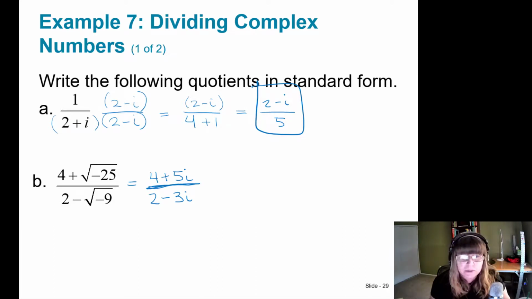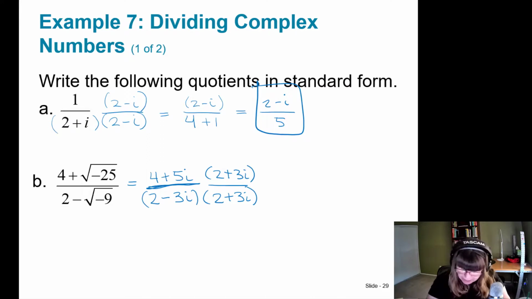This is 4 plus 5i divided by 2 minus 3i. To do that division, I'm going to multiply it by the denominator's conjugate, 2 plus 3i, both to the numerator and the denominator. I can't just do one, I have to do both. I've got to keep things balanced.